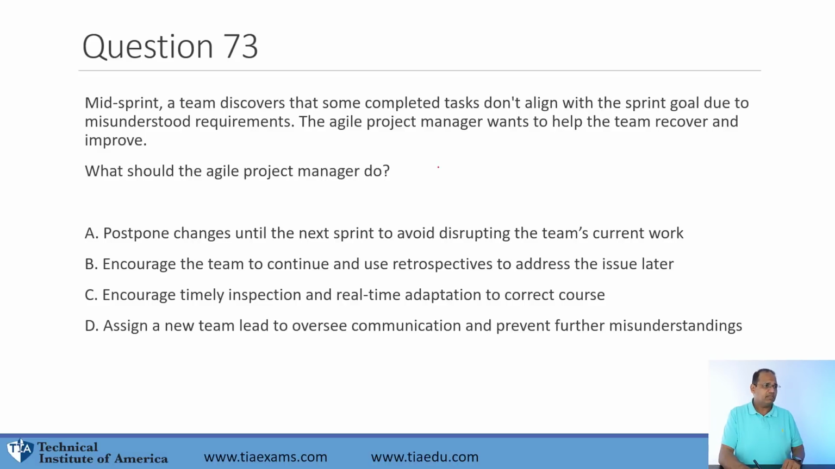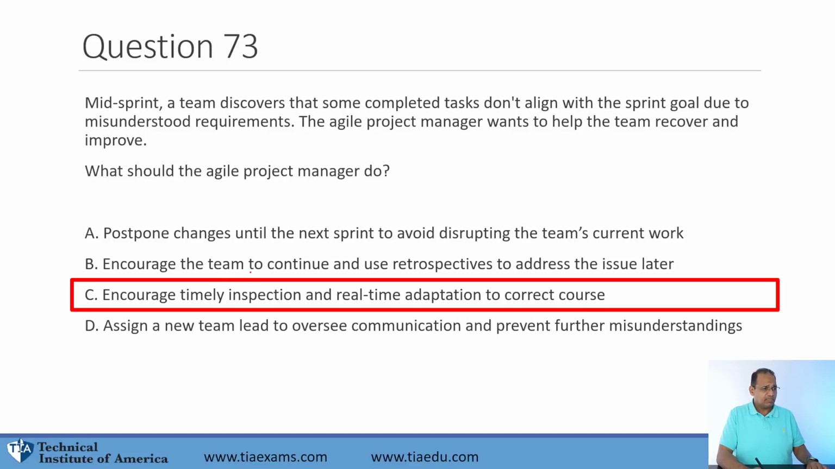All right, so in this one here, you want to have the team recover and improve. So what are we going to be doing here? Well, timely inspection, and we want to do this as fast as possible. Notice, didn't align with the goal. You want to have the team recover from this. It's something you should be doing consistently. Just don't postpone changes until the next sprint. You should implement changes consistently. You just don't want to wait until the retrospectives to address issues throughout. Timely inspection. Assign a new team lead. Just don't give it away to someone. Try to work with the team to do it. Making C best answer.